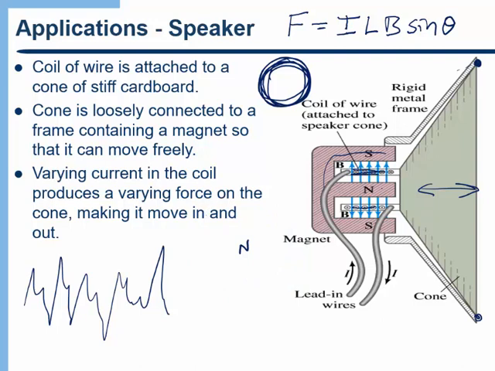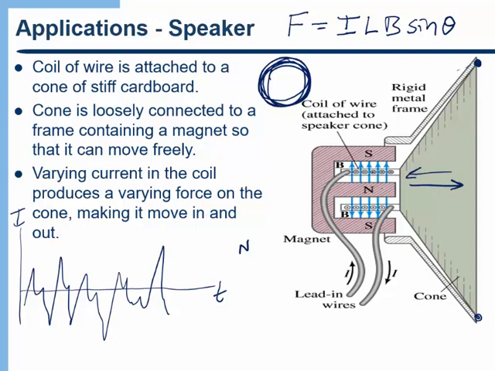So think about what would happen if we put in a current that looks like this as a function of time into that coil. Well, we would have a current that is changing direction and changing strength in that coil. Well, if the magnetic field is either up or down and the current is either in or out, what that's going to give us is either a force out or a force in on the speaker.